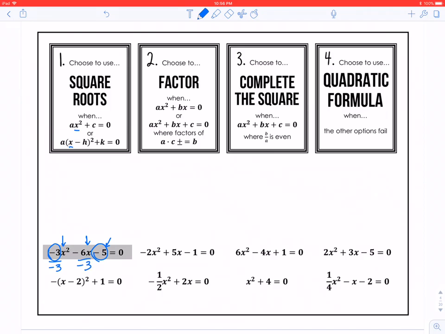So the question is, when I divide by that negative 3, is my b over a going to be beautiful? No fractions, no decimals. Life is staying pretty simple. And in this case, it is, because it'd be a positive 2. So for that reason, I would choose to stop there and just go ahead and complete the square.